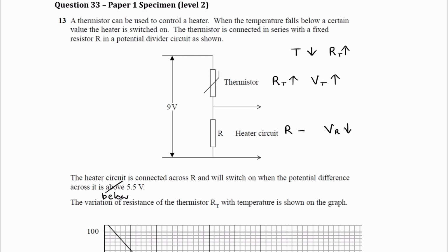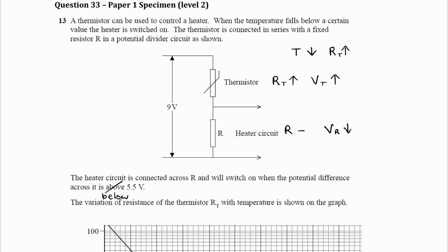So for our central heating system, we want it to turn on when the temperature falls below a certain value. And we see that when the temperature falls, the voltage across the resistor will also fall. And that's why it should say here, the heater circuit is connected across R and will switch on when the potential difference across it is below 5.5 volts, when it falls below 5.5 volts.